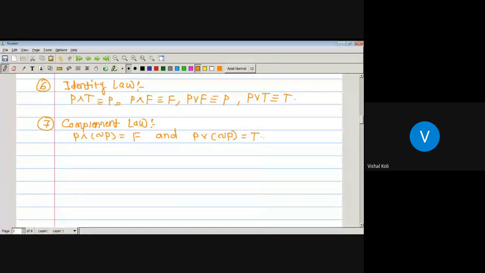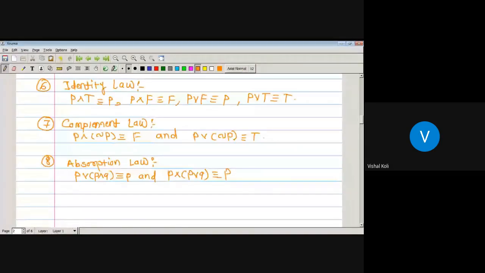Now, eighth one, absorption law. In that, if P or (P and Q) is equivalent to P, and P and (P or Q) is equivalent to P, then we say that the corresponding statements P and Q hold the absorption law.